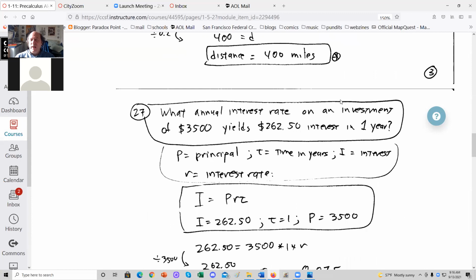What annual interest rate on an investment of $3,500 yields $262.50 interest in 1 year? Okay, P is the principal, that's 3,500. T is time in years, 1.